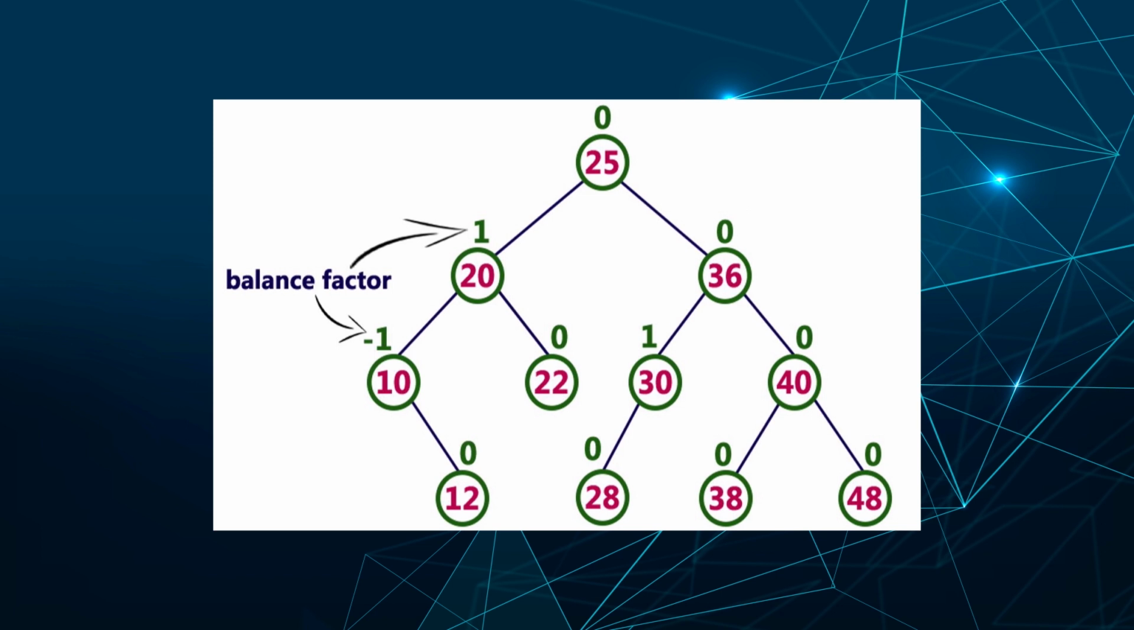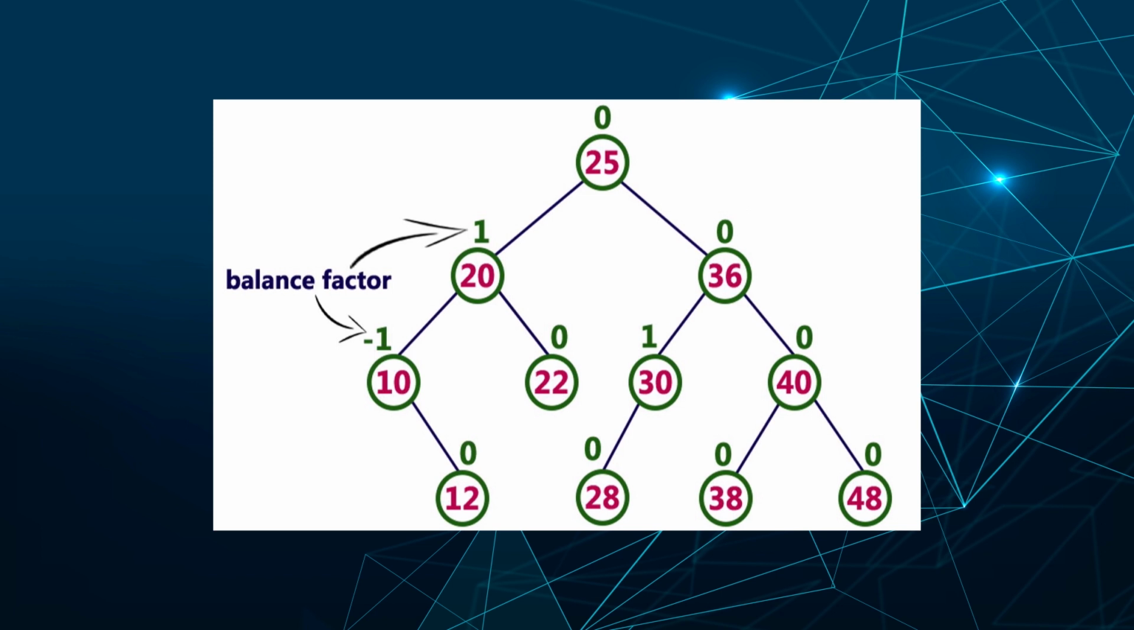Again, the balancing factor of 30 is 1, which satisfies the property of the AVL tree, so we can say this is balanced. Now, we calculate the balancing factor of the internal node 40. 40 has only one edge at the left-hand side and one at the right-hand side. So, height of left minus height of right is 1 minus 1, and the balancing factor of 40 is 0. Again, it is within the range, which is why the tree is an AVL tree.